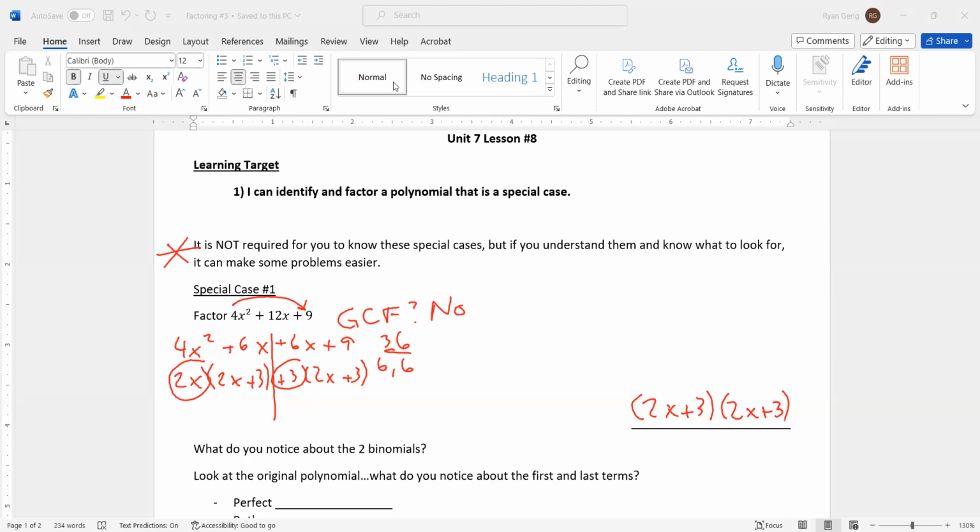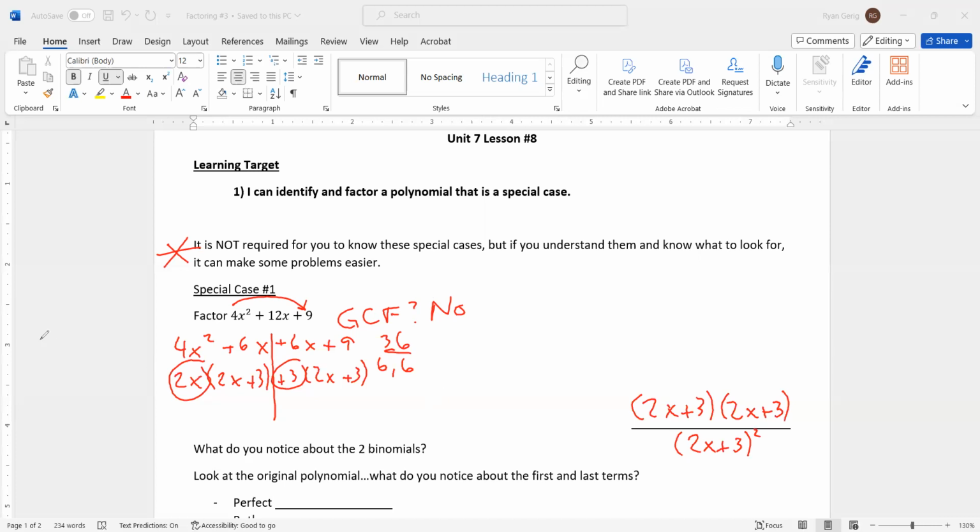That's what makes it a special case, okay? I could rewrite this as 2x plus 3 squared since they're the same, okay? So what do you notice about the two binomials? They are the exact same, right? That's what I want you to see.